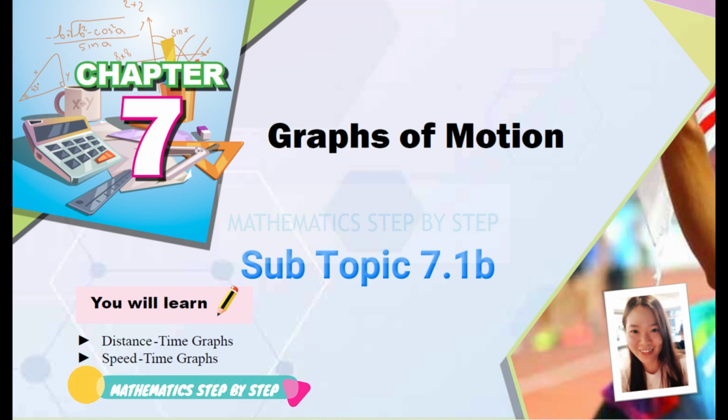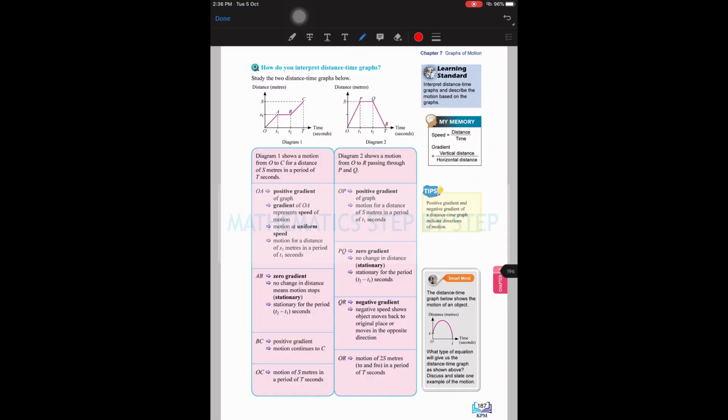I am Ying. So today we'll be learning how to interpret the distance time graph and then describe the motion based on the graph, okay? So let us look at diagram 1, okay? So this is a distance time graph because we can see the y-axis is distance, x-axis is time, okay?